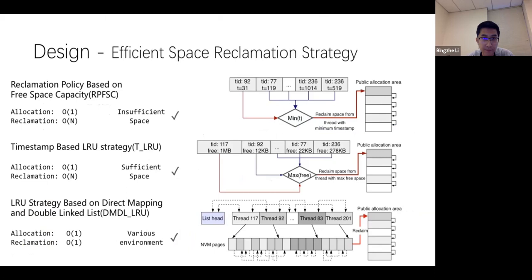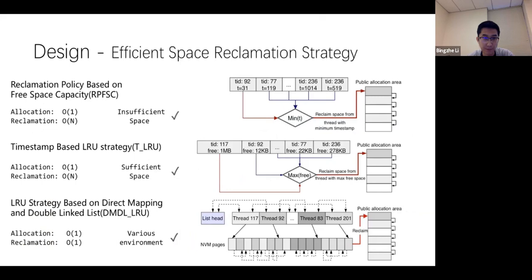To efficiently reclaim space, we adopt a lazy reclamation strategy. We only passively reclaim space from threads when the public allocation area is insufficient. For systems with different NVM capacity, we provide 3 different strategies to achieve better performance and space utilization.